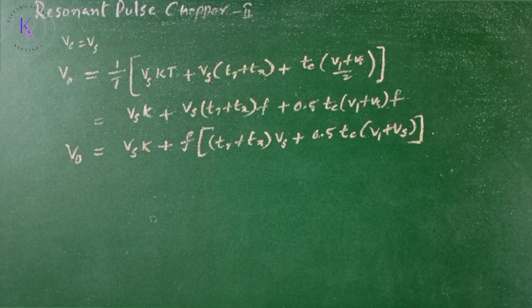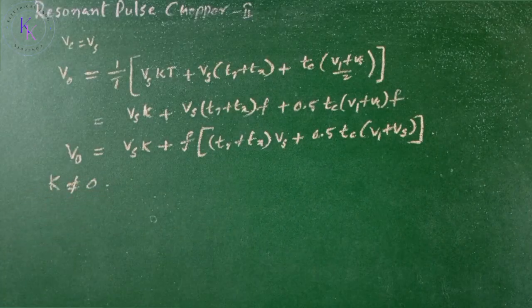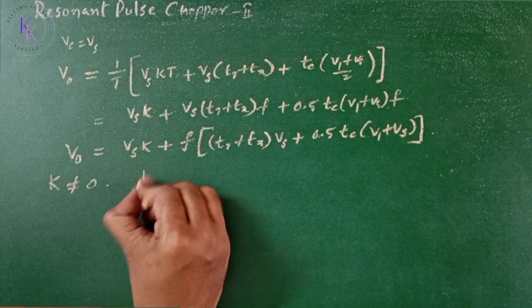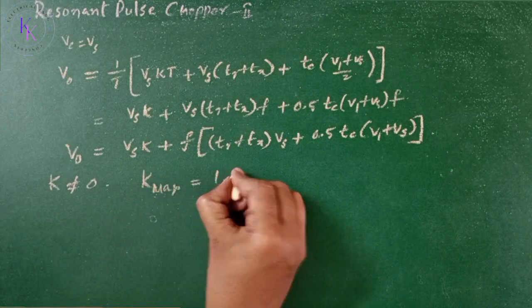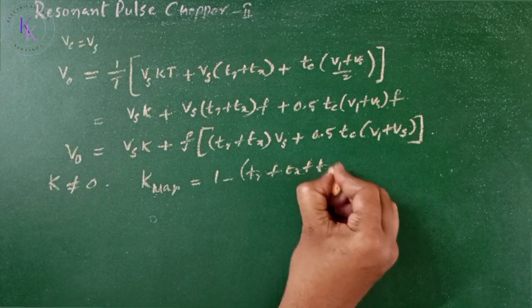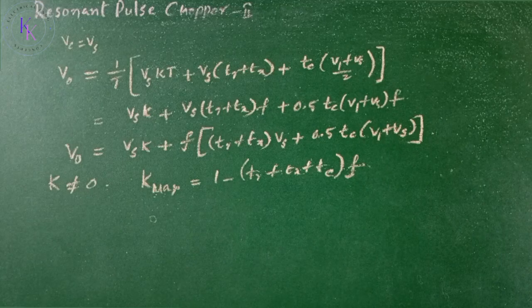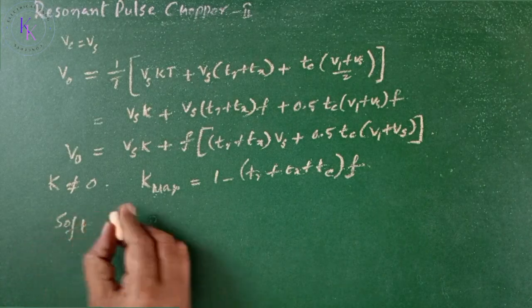Although the circuit does not have any constraint on the minimum value of duty cycle k, in practice the value of k cannot be 0. The maximum value of k, k max, is given by 1 minus (Tr plus Tx plus Tc) times f. Due to the commutation by resonant pulse, the reverse di by dt of the thyristor T1 is limited by the inductor Lm, and this is also known as soft commutation.